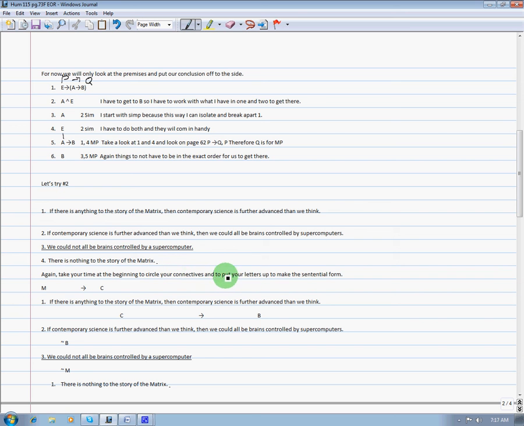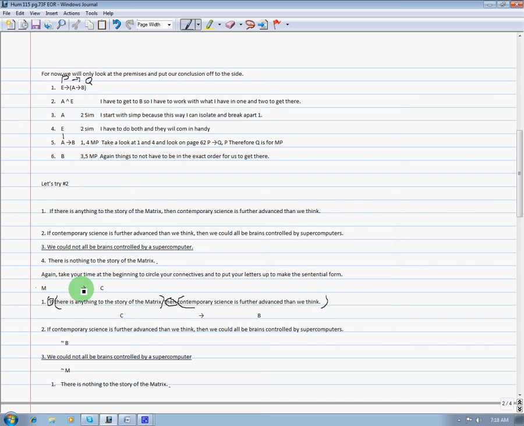So if there is anything to the story of the matrix, my comma helps me out and lets me know. So I get M. Okay. Then, and I circle then, contemporary science is further advanced than we think, and that gives me M from the matrix. That if M, then C, because that's contemporary science.